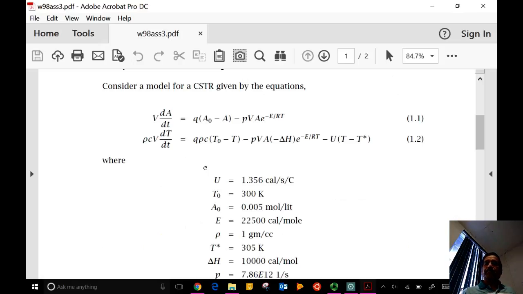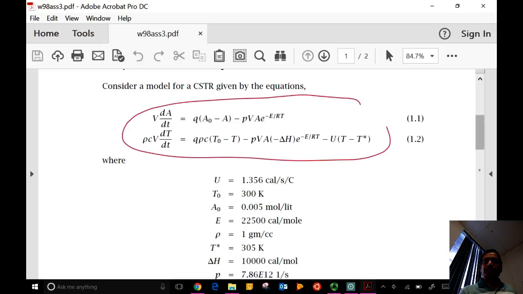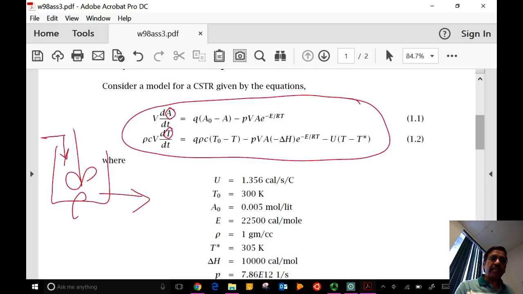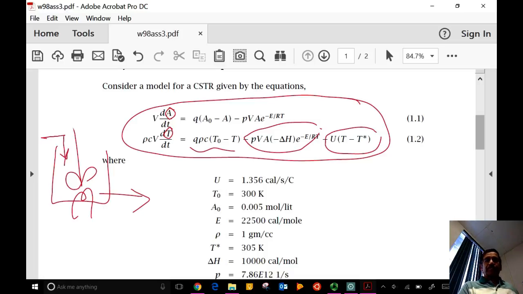a CSTR. So you have a stirred tank reactor, and you have a feed that comes in, a reaction that is taking place, and a product that is taken out. A is the concentration of the species and T is the temperature. There is a cooling coil in there to control the temperature. You can see that there is a heat transfer, which is the heat removal. This is the heat generation term, and this is the energy input minus output. That is equal to the rate of energy accumulation on the left-hand side.